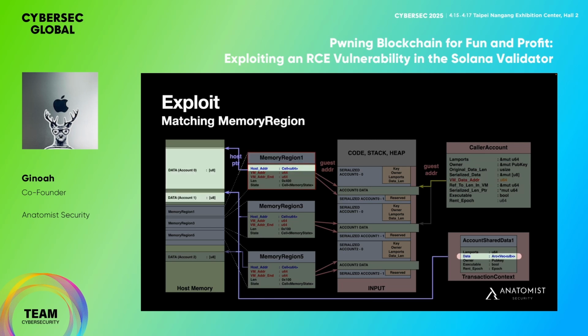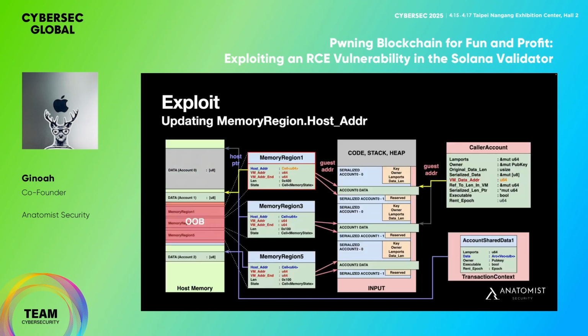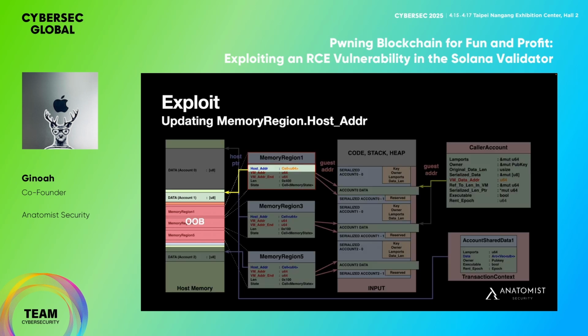Next, it compares the host address in memory region 1 with the data pointer in account share data 1. Since account share data 1's data pointer correctly points to account 1's data buffer, which is different from the host address, it assumes the data buffer has been relocated. It then updates the host address in memory region 1 with the data buffer of account 1. This causes memory region 1 to point to the incorrect data buffer. And since account 0's data buffer is longer than account 1's, this gives us an out-of-bound memory access.